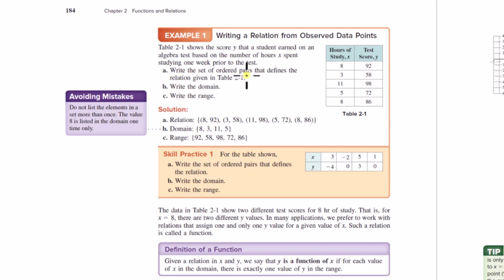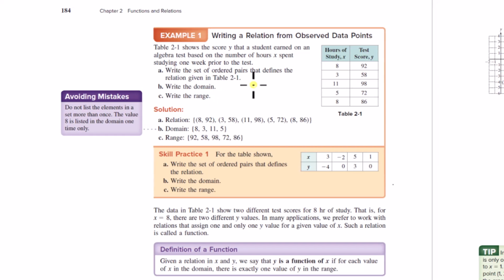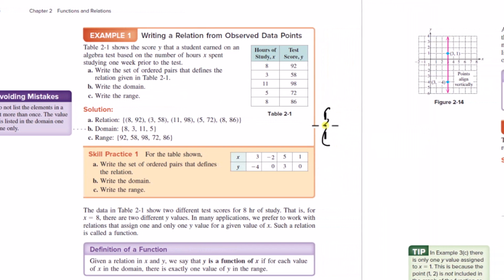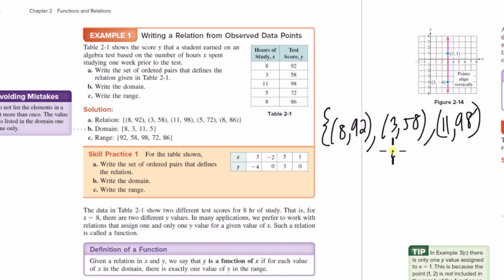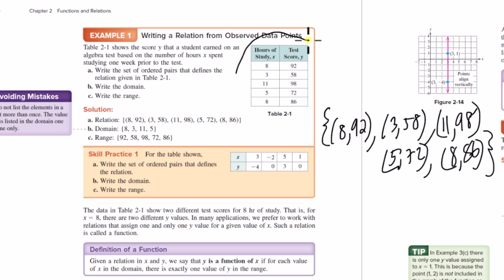So now it says, write the set of ordered pairs that defines the relation. Well, it's just the set. Remember, we open a set with these curly brackets, and now let's just write all of the ordered pairs. Okay, so there you go. Technically, from a mathematical perspective, this is how we write a set of ordered pairs, if there's a finite number we can write out. But from an informal standpoint, you can just write it like this in a table. Here's the set of ordered pairs, right?